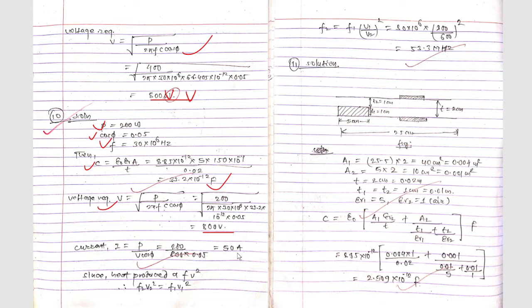And the voltage is limited to 600 volt, as given in the question. From this information we have to calculate the frequency obtained for the same heating. Since the heat produced varies as f V square, f2 into V2 square equals f1 into V1 square. From this you will get the value of f2. So f2 will be 53.3 megahertz.